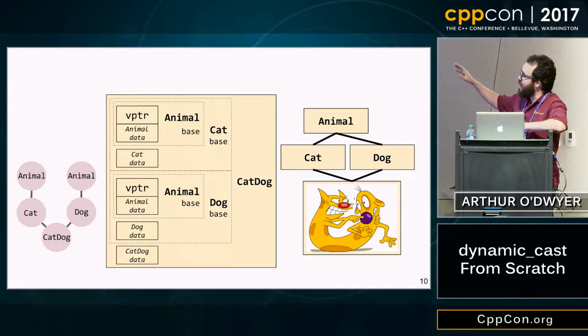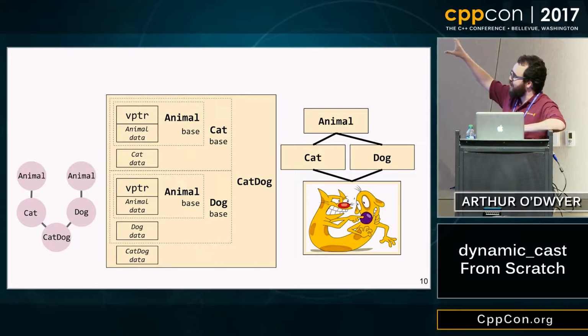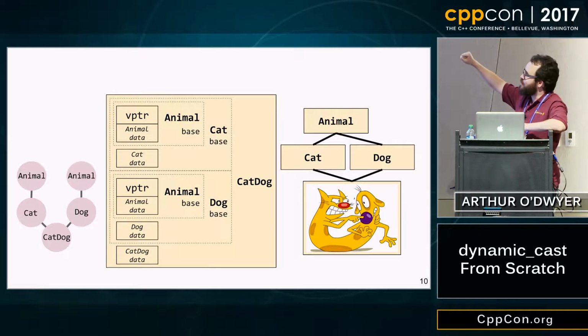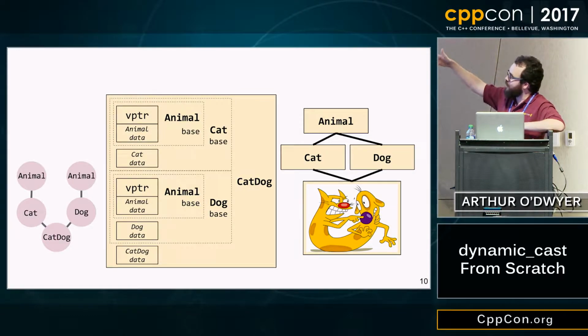A CatDog has physically its first base and then its second base. And its first base is a Cat, and the Cat has a base that's an Animal, and that we've seen before. The Cat has an Animal. That all looks the same. But then after that, we also have the Dog part, and the Dog also has an Animal, is an Animal. And then we have the CatDog specific data down at the bottom.